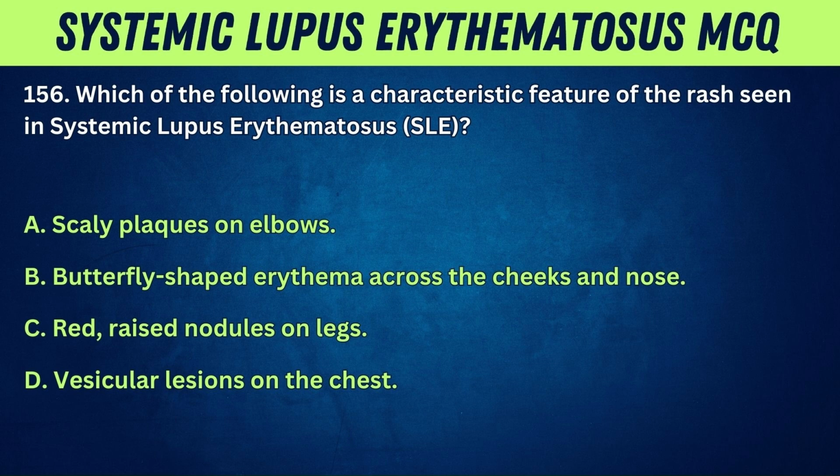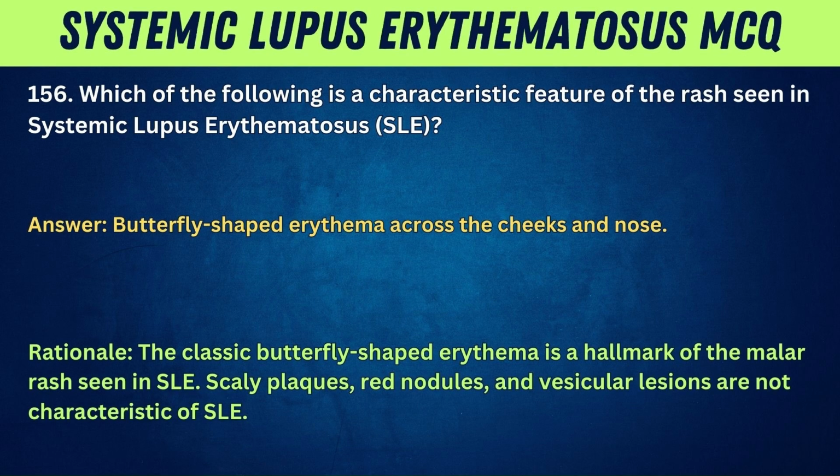156. Which of the following is a characteristic feature of the rash seen in systemic lupus erythematosus, SLE? A. Scaly plaques on elbows. B. Butterfly-shaped erythema across the cheeks and nose. C. Red, raised nodules on legs. D. Vesicular lesions on the chest. Answer: butterfly-shaped erythema across the cheeks and nose. Rationale: the classic butterfly-shaped erythema is a hallmark of the malar rash seen in SLE. Scaly plaques, red nodules, and vesicular lesions are not characteristic of SLE.